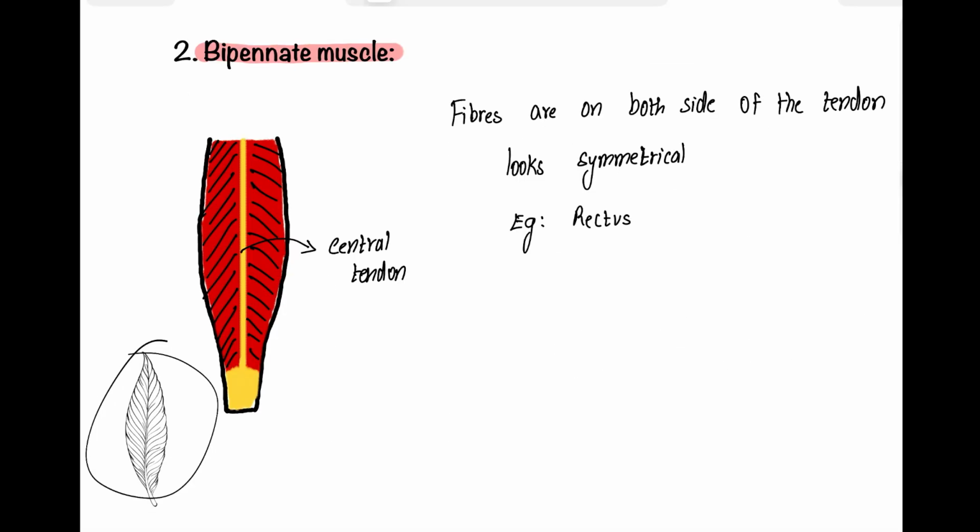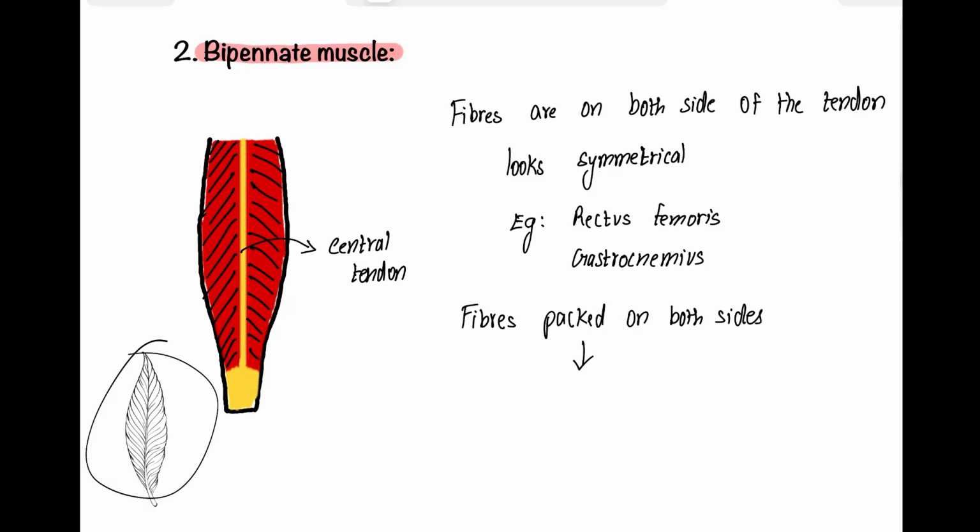The second one is bipennate muscles. Now imagine a full feather. Fibers on both sides of the tendon. The central tendon is in the middle and the fibers attach on both sides. Looks symmetrical. The examples are rectus femoris and gastrocnemius muscles. Because fibers are packed on both sides, these muscles can generate more force than the unipennate muscles.